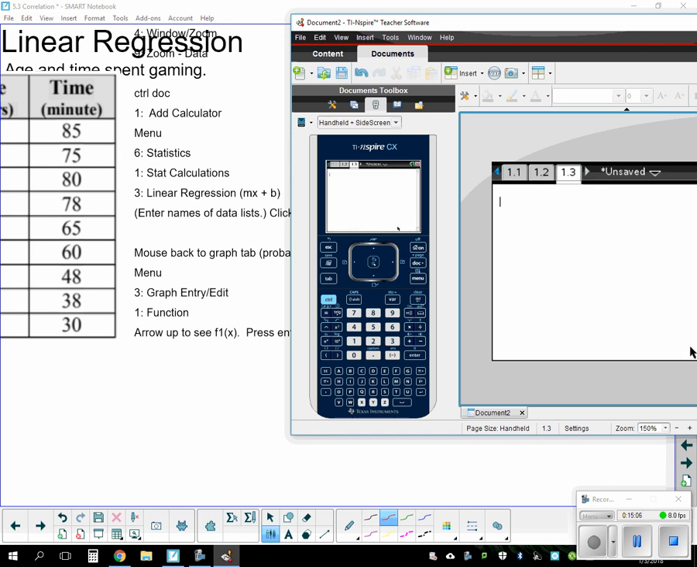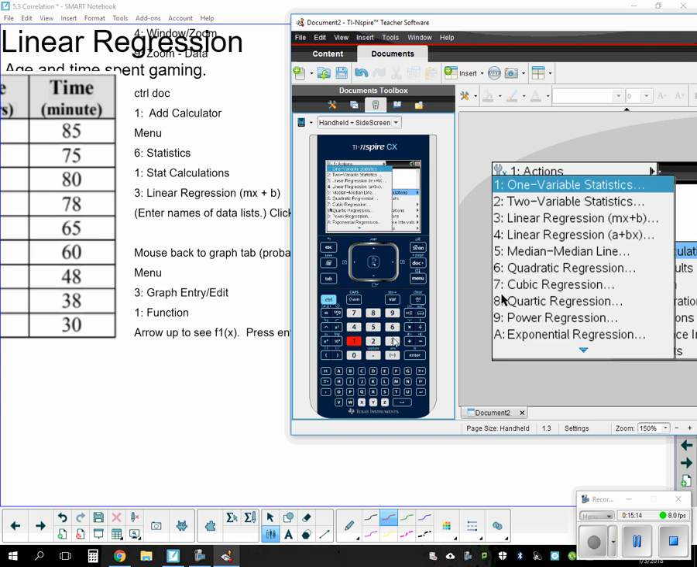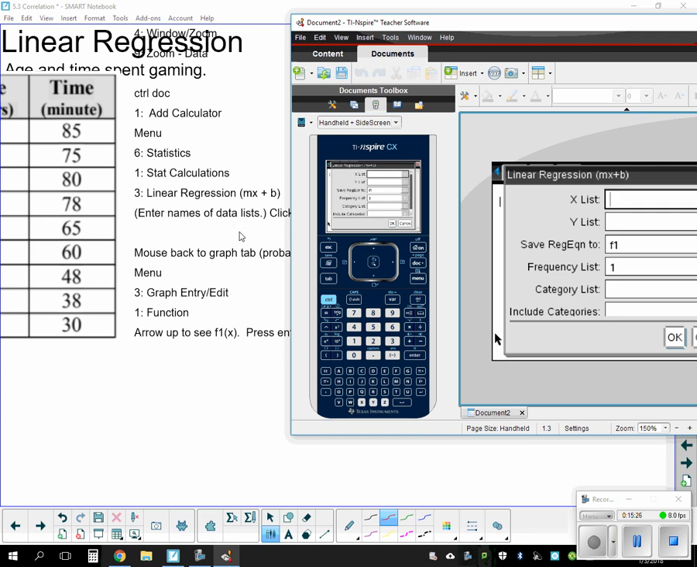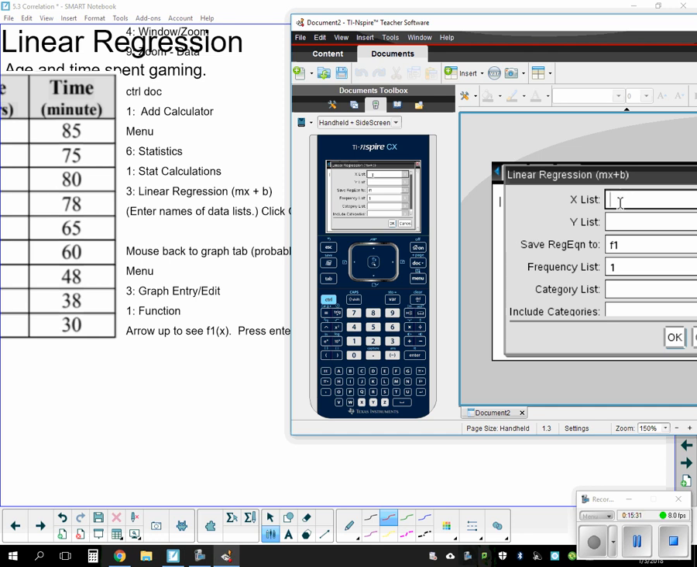So we're on statistics. We want to choose stat calculations. Whoops, I hit something before I wanted to. Let's go do that again. Menu, statistics, stat calculations, and we want that linear regression. There's two linear regressions. One is in mx plus b form, and the other one is not. We work with y equals mx plus b, so that's the form we want. Enter the names of your data lists, and then click OK. So our X list, its name is age, so we type that in. And then your Y list, its name is time, so we type that in.